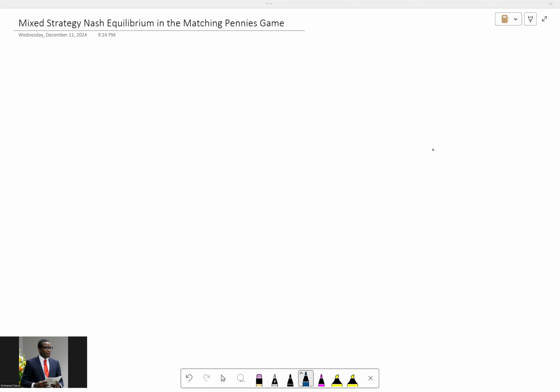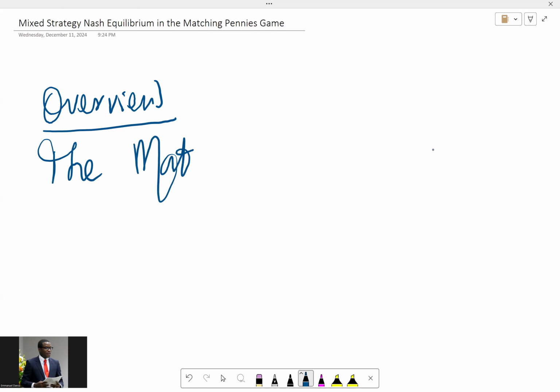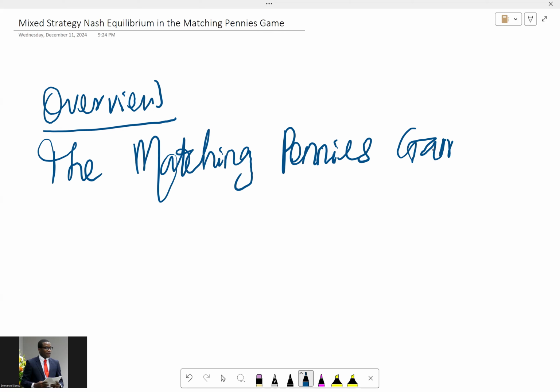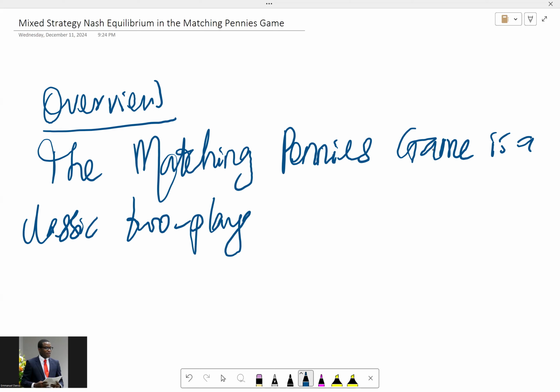So let's have an overview of the matching pennies game. The matching pennies game is a classic two-player zero-sum game. Zero-sum game means that if one wins, the other loses. So -1 for one means +1 for the other. That's basically what a zero-sum game is, or 0-0 for both.